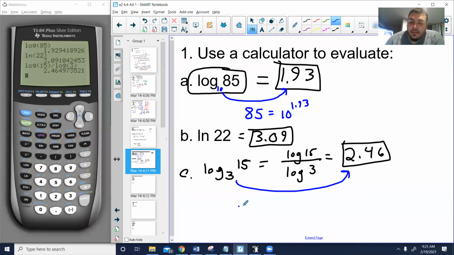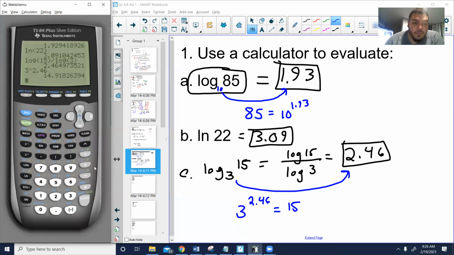And just a reminder, what does that actually mean? That means if I did 3 to the 2.46 power, I should get about 15. And I'll just show that with the calculator since I have it. 3 to the power of 2.46. It's not going to be 15 exact because this is an estimate. 14.9 would round to 15, yeah.